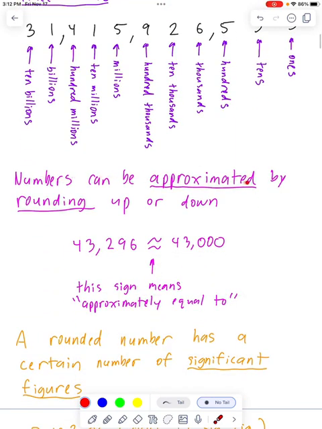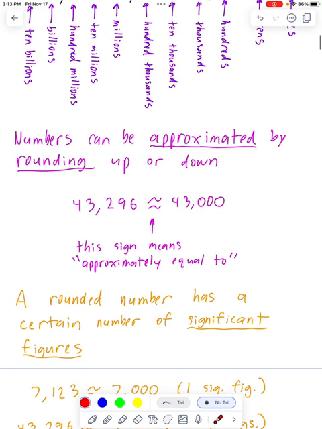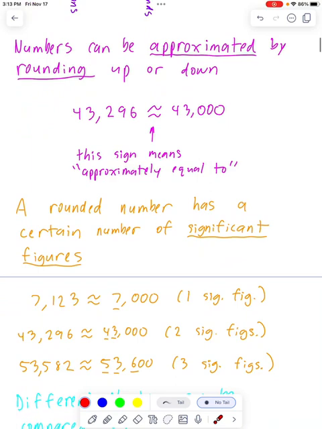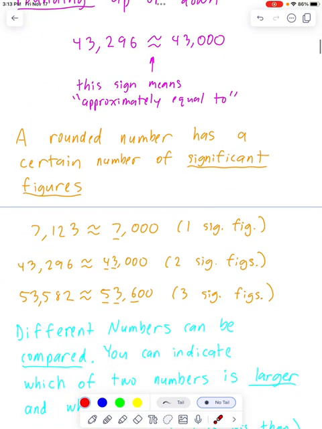Numbers can be approximated by rounding up or down, such as this number can be approximated by this number. The symbol translates to the saying is approximately equal to. A rounded number has a certain number of significant figures, which is the numbers that are not 0, or the numbers before the string of zeros, such as 1 sig fig here, 2 here, 3 here.